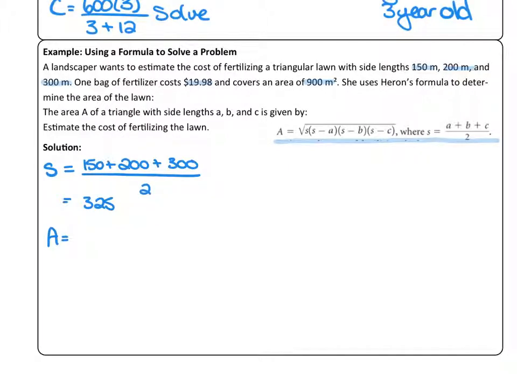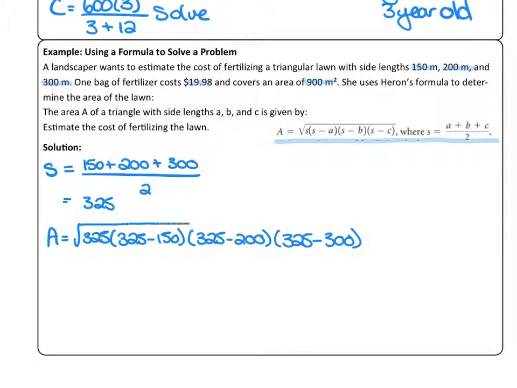So A, I'm going to substitute everything in. A is the square root of S, which is 325, times 325 minus 150 for A, times 325 minus 200, and 325 minus 300. Now, don't be afraid to write everything out. I find writing everything out keeps it nice and neat and tidy. I'm going to clean it up though.